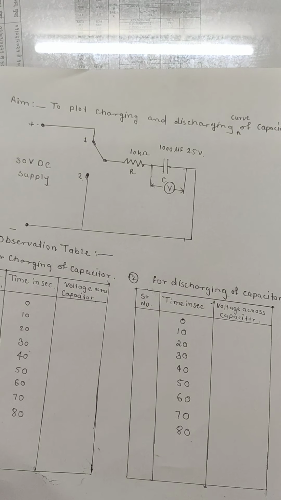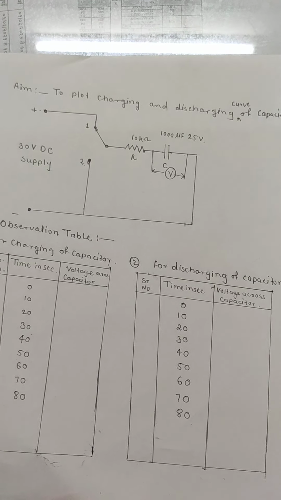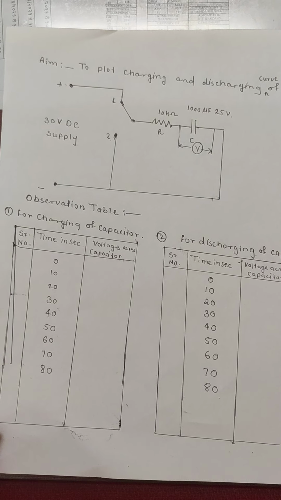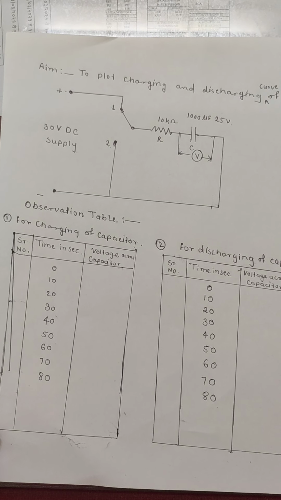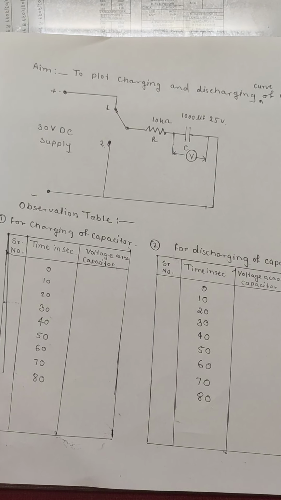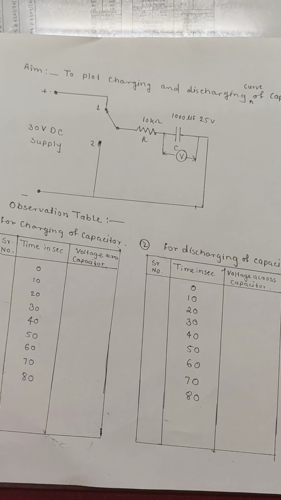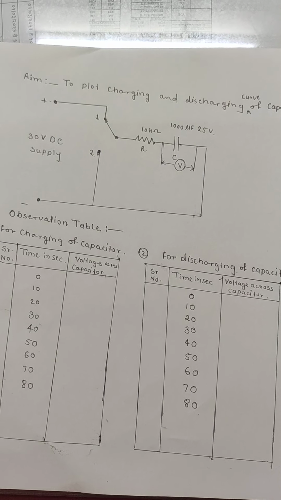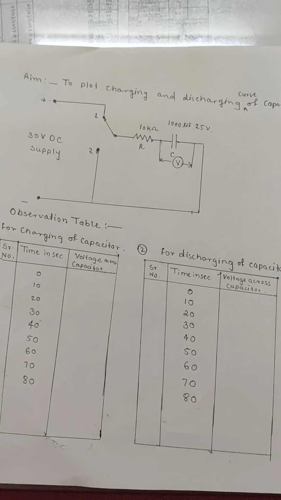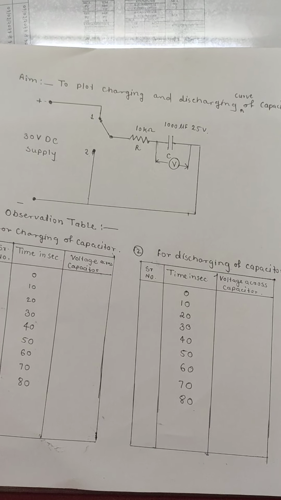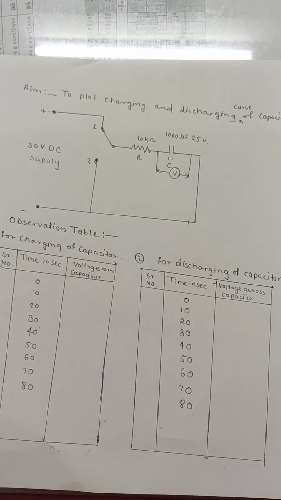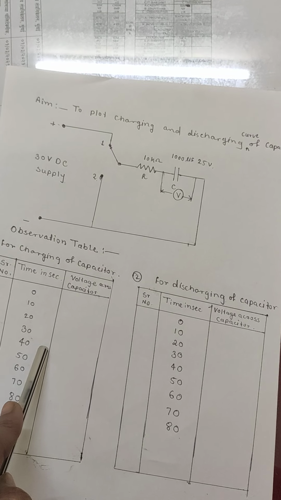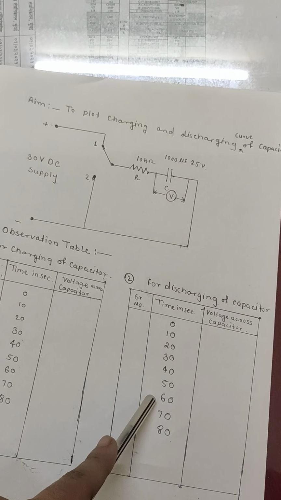voltage across the capacitor. For this experiment, the observation table has time in seconds and voltage across the capacitor. With the help of this experiment we will plot the graph of voltage versus time during the charging and discharging of the capacitor. So these are the two tables, for the charging of the capacitor and the discharging of the capacitor.